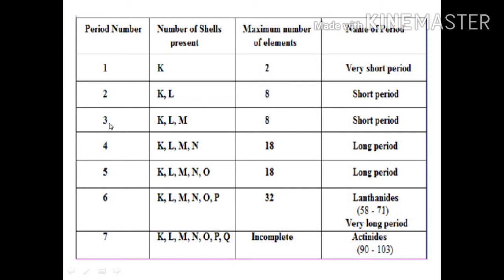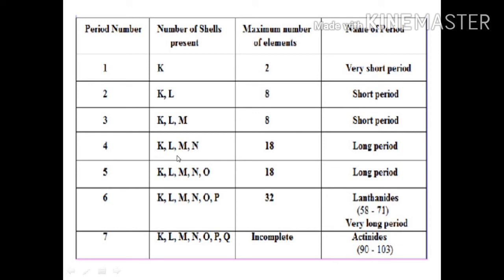And period 3, we have 3 shells. As I told you, the period number will signify the number of shells. So period 3 and hence 3 shells. These 3 shells are K, L and M, and they can take a maximum of 8 electrons, and this is again a short period with 8 electrons.